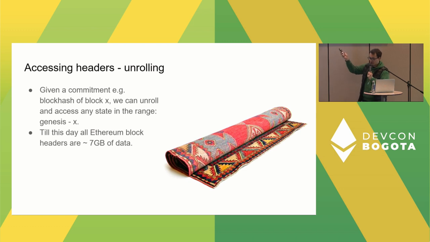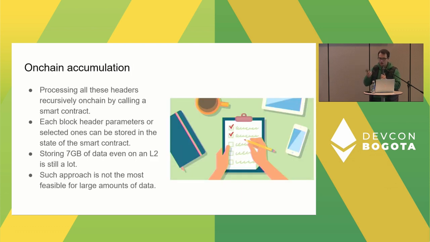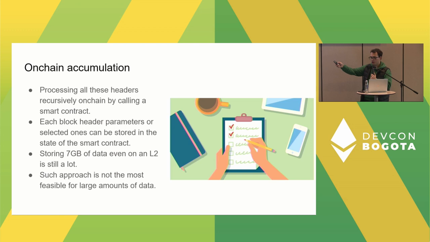So given this very small input, we can essentially unroll the state or whatever was present on the chain from this block till the genesis block. Okay, so as I said, I'm going to explain everything on the example of Ethereum. And today, all the block headers together are roughly 7 gigabytes of data. So it's quite a lot. But okay, this is how we actually do that. This is the high-level concept and what are the approaches. The first one, we call on-chain accumulation. So essentially, we do this computation directly on the chain. So we provide all these properly encoded block headers inside the call data.